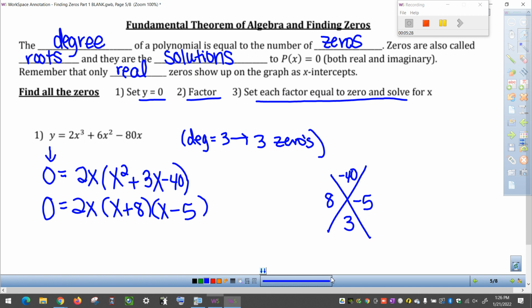Okay, we have factored as much as we can, so it's time to move on to that third and final step. Every piece that involves an x is going to get set equal to 0, including the 2x part at the very beginning.